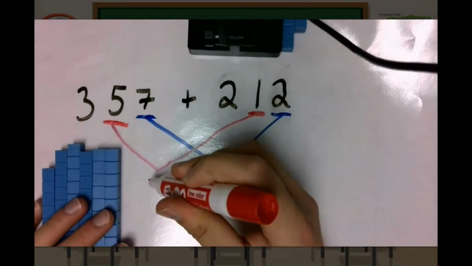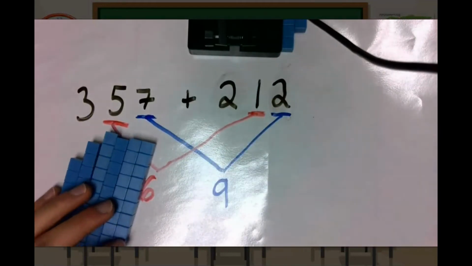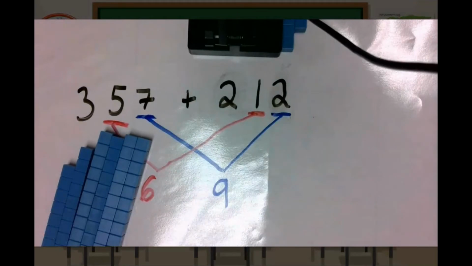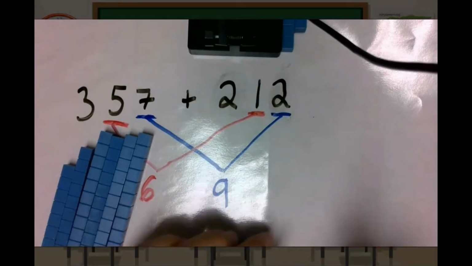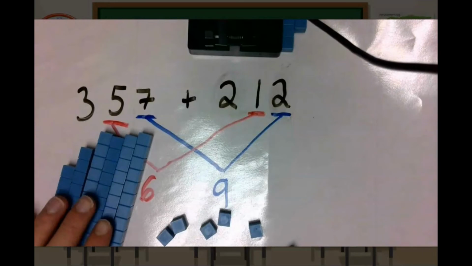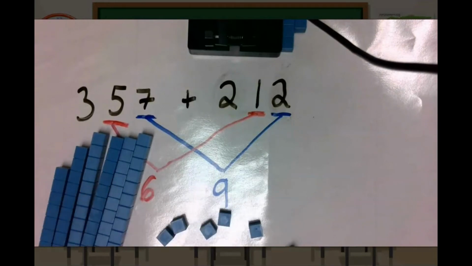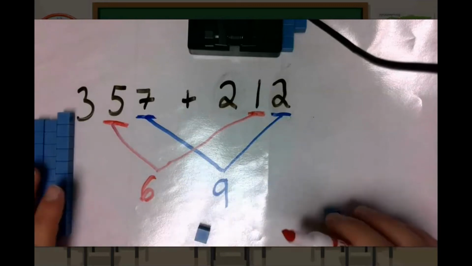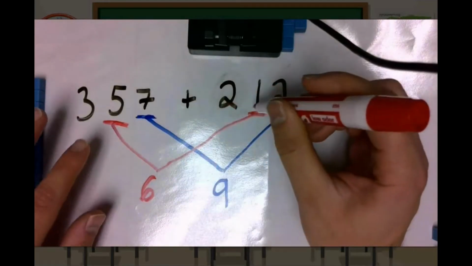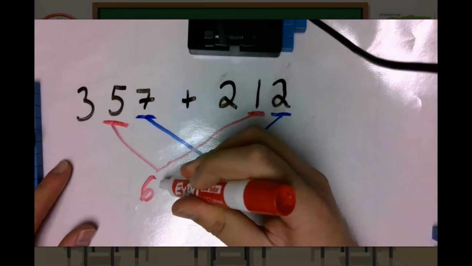Is it 6? No, it's not 6. This is 6. Is this number and this number the same? No, this is 6 and this is 60, so we can't just write 6. Because it's in the tens place value, it's 60.